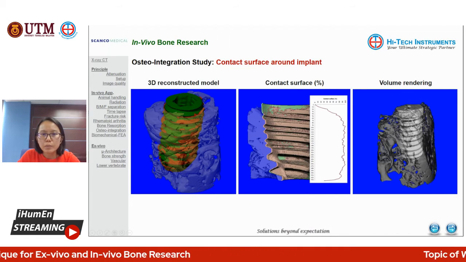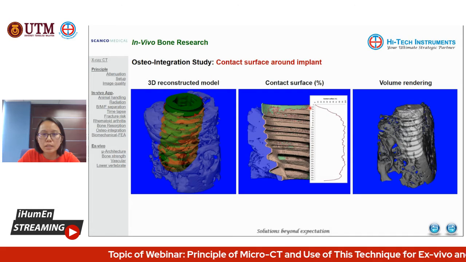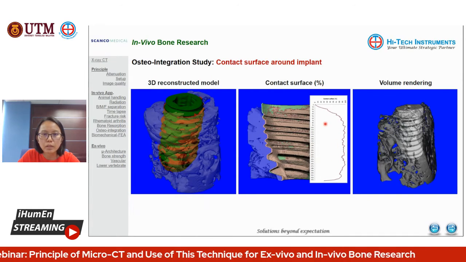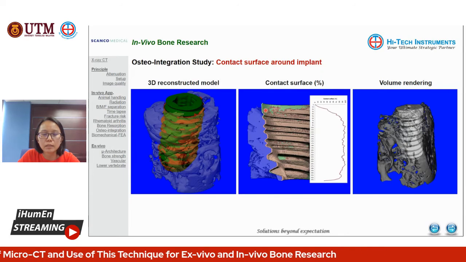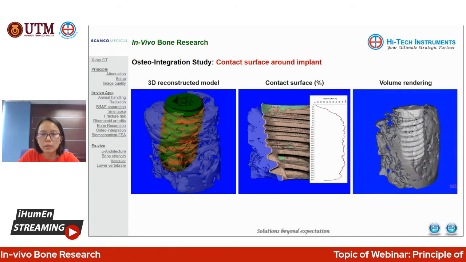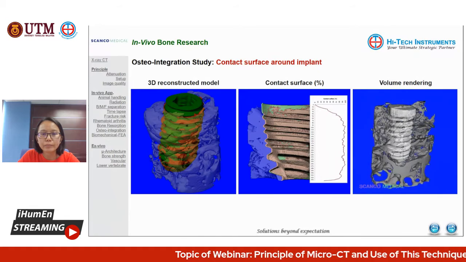So from the software itself, it can also provide you data like this, a contact surface. This is a graph that gives you the idea how many percent of the surface is contacting or attaching with the implant itself. And of course, not to forget, we can also get the volume rendering itself.